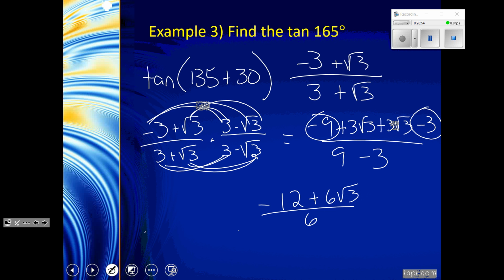And then if I factor out a 6, this will become -2 plus square root of 3. And that's what we got. So the first way we did it, 210 minus 45. This way we did it, 135 plus 30. Regardless of the way you go, you should get the same answer. Okay? All right, so we're going to do one last one.